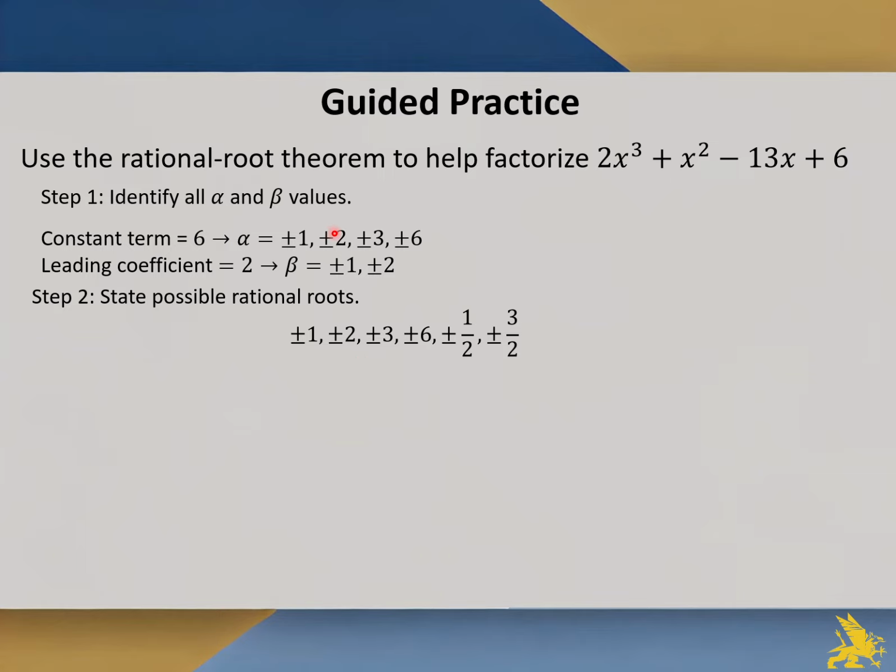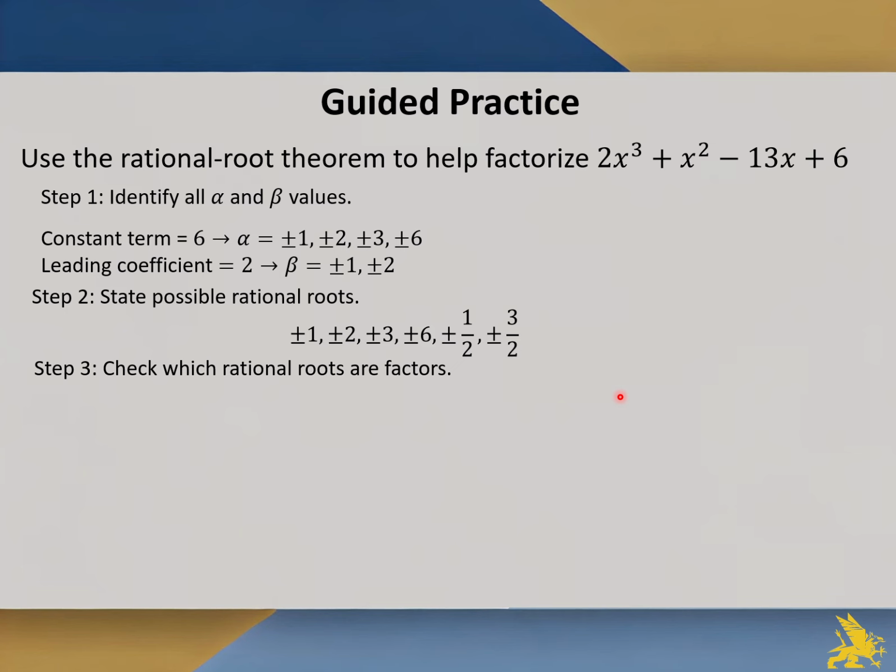Then I'll move to the 2. I've got a half. 2 over 2, I've already got that. 6 over 2 is 3, I've already got that. And 3 over 2. So I've only got 6 positive and negative possibilities.